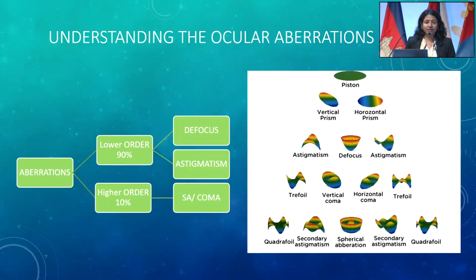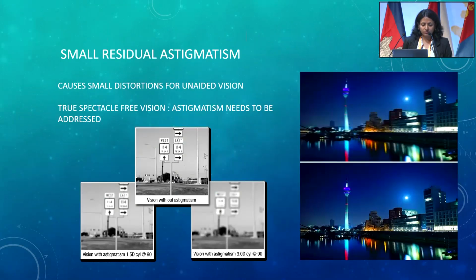So, understanding the ocular aberrations. As we all know, most of the aberrations are actually the low order aberrations. 90% of them are your defocus and astigmatism. So first we need to handle those. And higher order aberrations make up the remaining 10% of the aberrations. That is, spherical aberrations and coma are the ones which are relevant to this talk. So coming to small residual astigmatism.